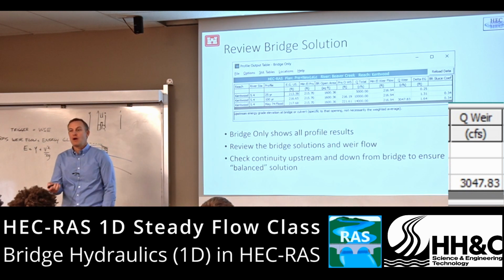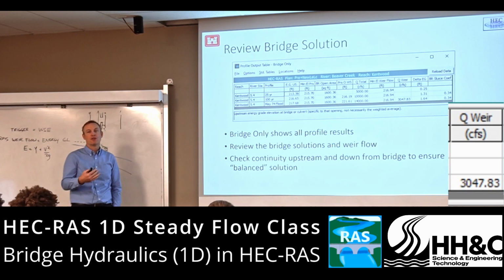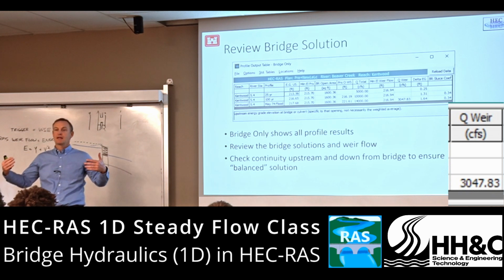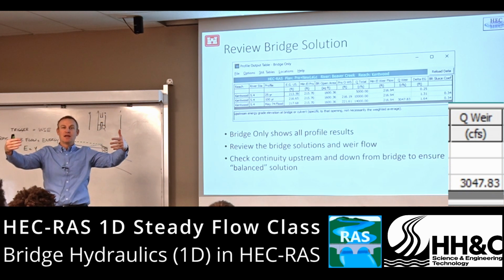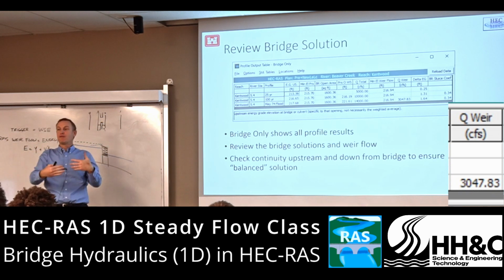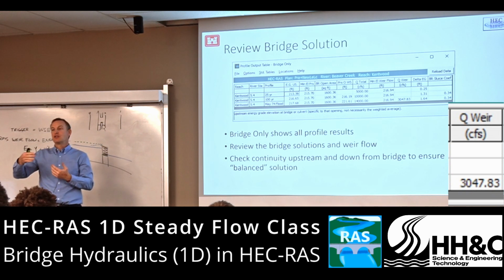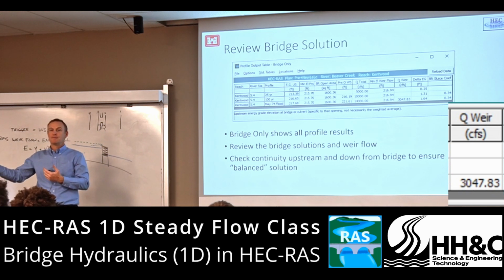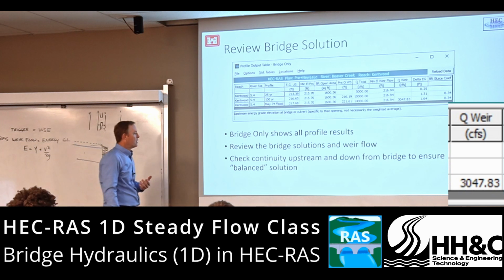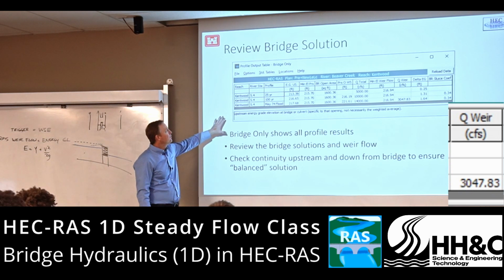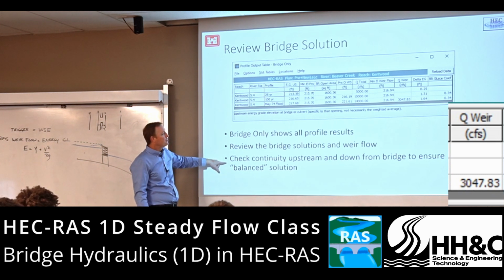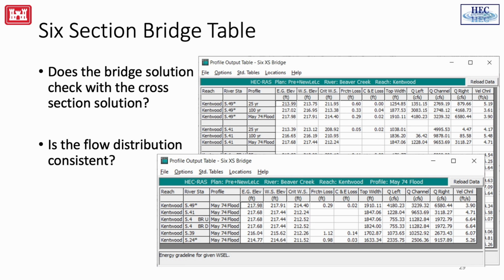Why do I care? Well, I want to make sure that the amount of flow in the overbanks that goes over the top of the bridge is approximately equal to the amount of weir flow that RAS computes, right? We want to have a conservation of mass through the bridge. So we're going to use the bridge only table to check for continuity with the sixth bridge table. I have two screenshots of it. This is a better screenshot.